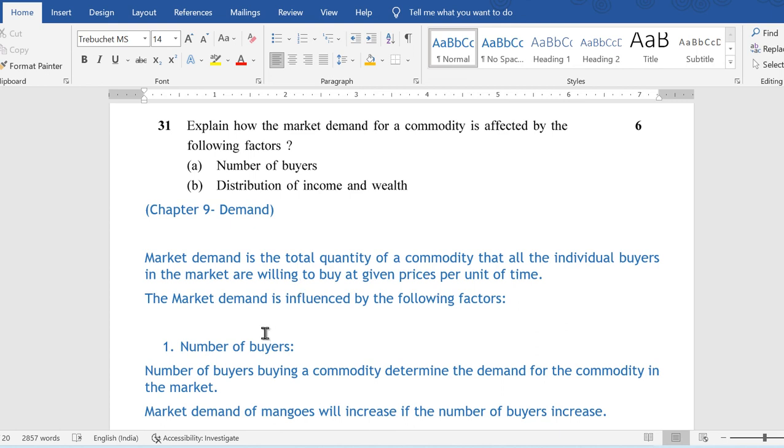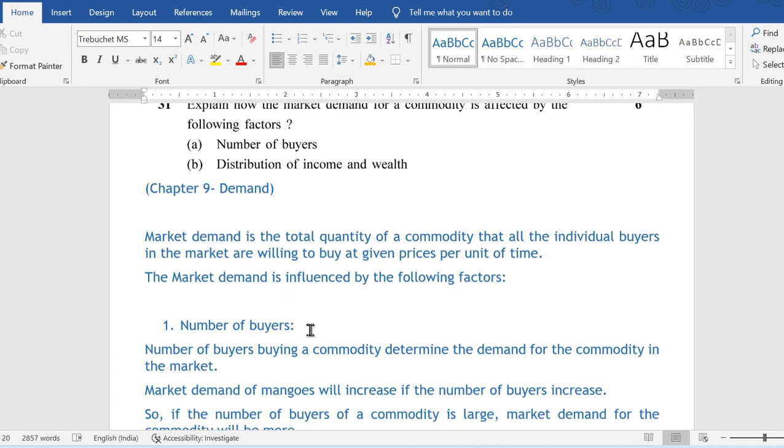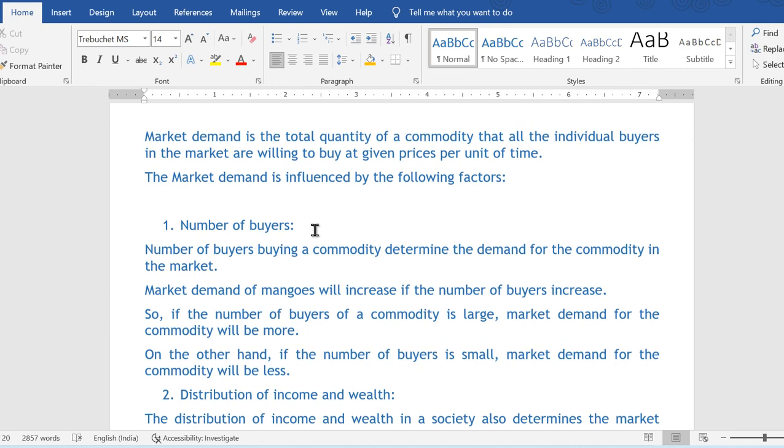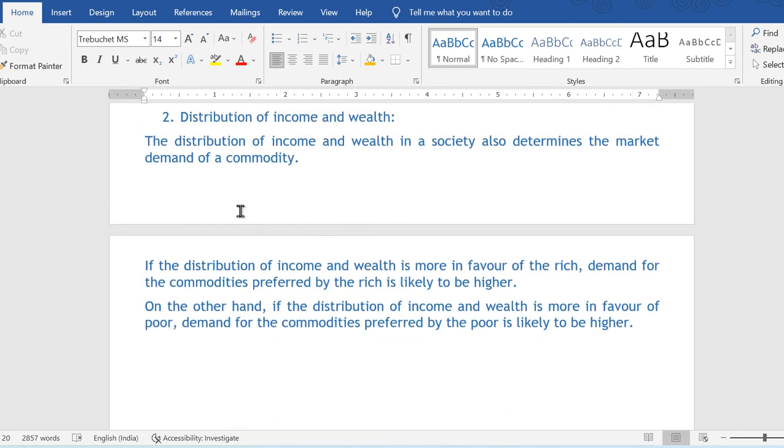The market demand is influenced by the following factors. The first is number of buyers. The number of buyers buying a commodity determines the demand for the commodity in the market. The market demand of mangoes will increase if the number of buyers for mangoes increases. So, if the number of buyers of a commodity is large, the market demand for that commodity will also be more. On the other hand, if the number of buyers is small, the market demand for the commodity will also drop. The next factor is distribution of income and wealth.